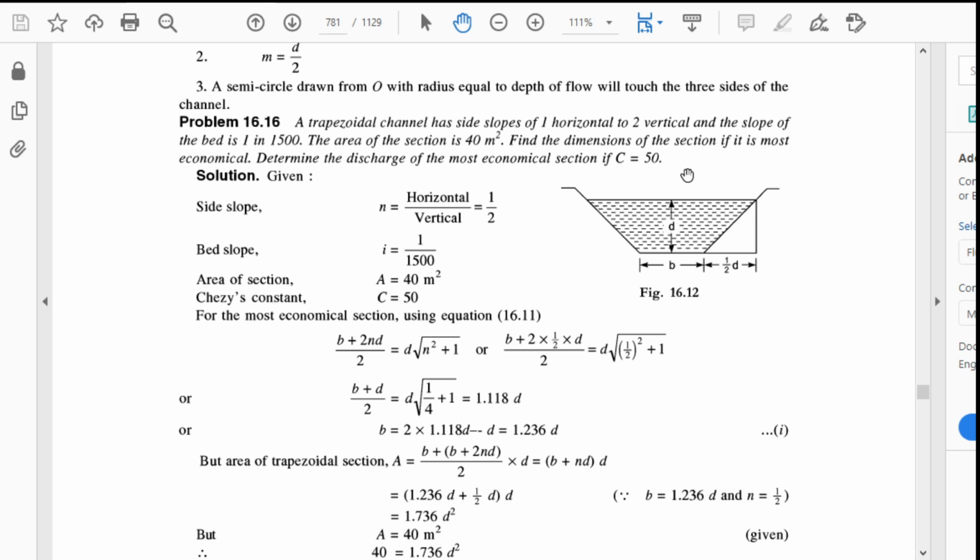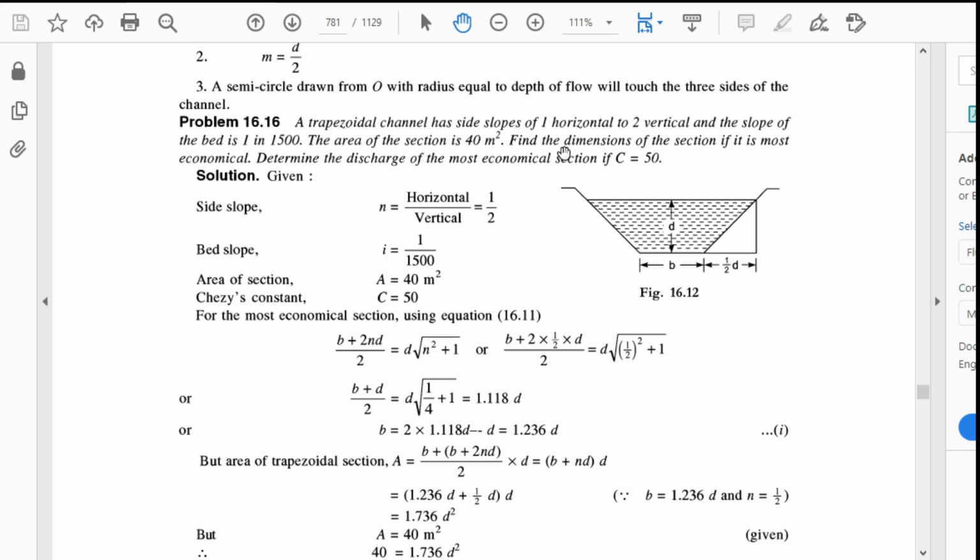Now here in this numerical you can see that the section is a trapezoidal section, and we have to find the dimensions for the most economical trapezoidal section. They have mentioned here: find the dimensions of the section if it is most economical. Now they have given the side slopes. Side slope is one horizontal to two vertical.